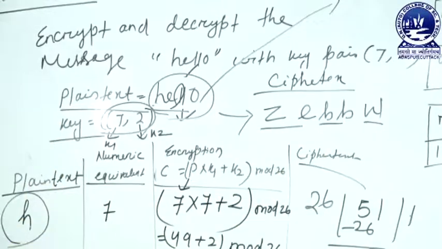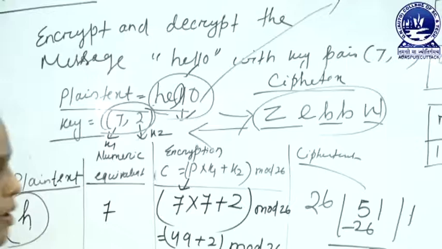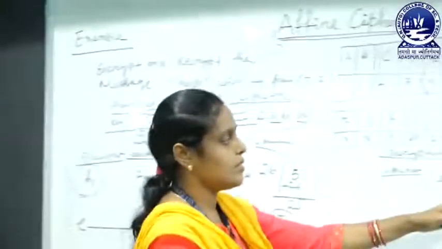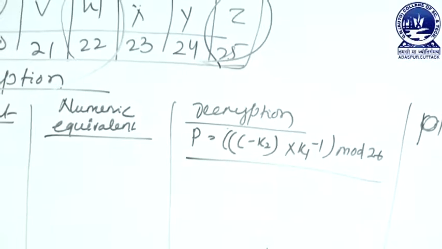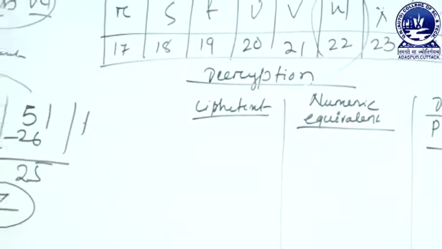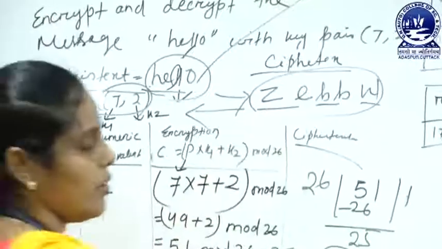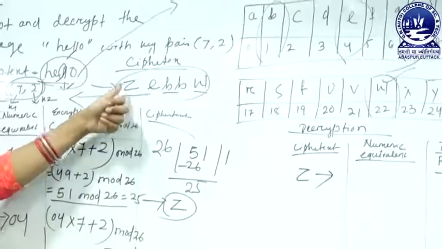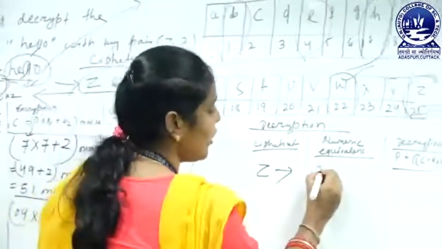Now here we decrypt this ciphertext to the plain text. For decryption, we use the decryption algorithm of the affine cipher, that is P equal to C minus K2 into K1 inverse. For decryption, similarly, you have to take the individual alphabet of the ciphertext. Here, the first alphabet of our ciphertext is Z. Now, you find out the numeric equivalent of this alphabet. Here the numeric equivalent of Z is 25.